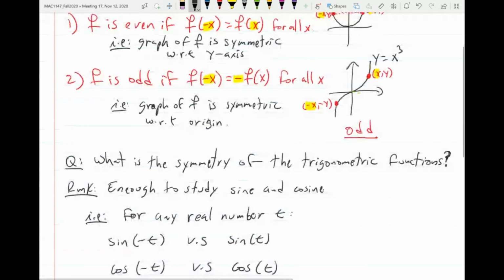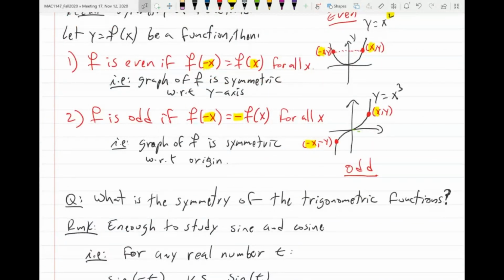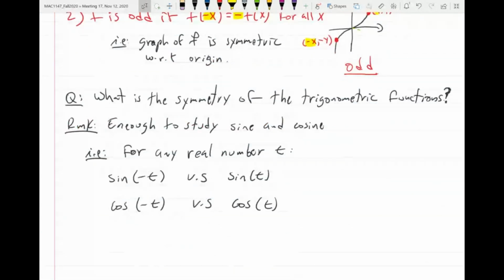Because once again, notice that in both cases, whether it's even or odd, it is always determined by plugging in negative x into the function and then seeing what happens to the output. If the output doesn't change, if you get f of x back, it's even. If what you get back is minus the function, then it's odd. In both cases, you always plug in negative x. So to understand the symmetry, we are going to analyze what happens when you plug in negative t versus plugging in just t, and then see: do we get the same thing or something different? Do you understand what we're about to do?